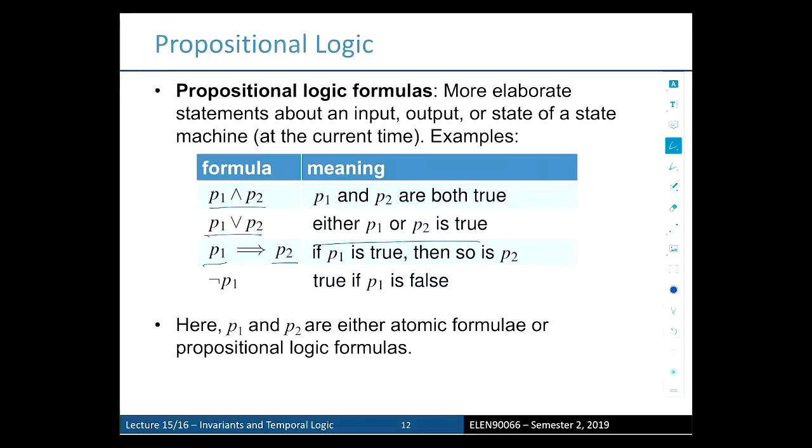P1 then P2 means if P1 is true, then so is P2. The negation of a particular statement is true if P1 itself is false. So these are now examples of propositional statements. We can start combining atomic formulas to construct propositional statements, then combine propositional statements and keep building on top of each other. That's just propositional logic.